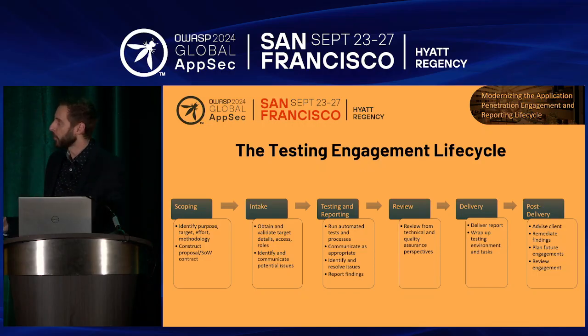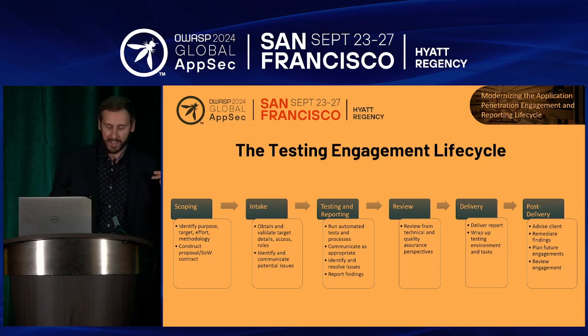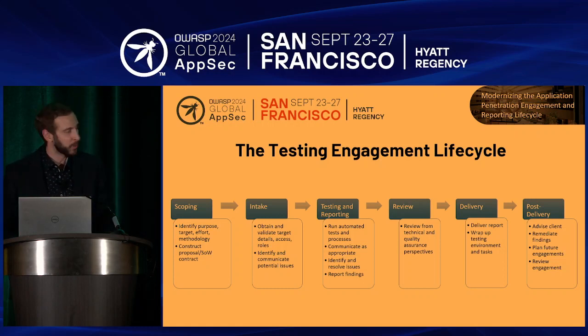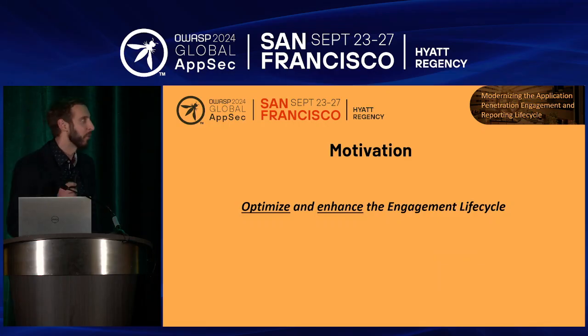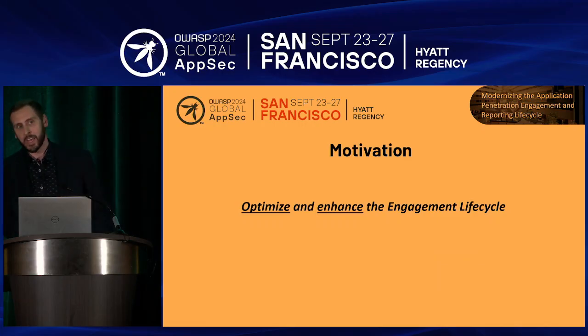And from our point of view, that then leads eventually, once that's sold and there's a contract, to an intake where we have certain processes to vet the information that's provided to us to make sure we're testing the right thing, that we are familiar with all of the restrictions and requirements of that engagement. Then we have the testing and reporting process. Finally, that leads to a review process, to delivery, and finally, all of the various post-delivery tasks. So the motivation for this talk is ultimately about optimizing and enhancing everything surrounding the engagement lifecycle. So all of those steps along the lifetime of an engagement.